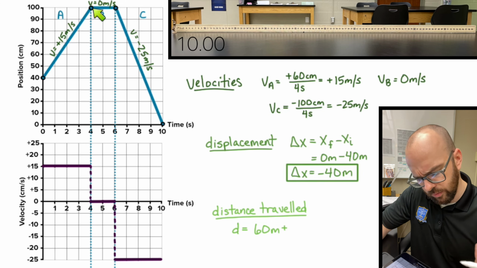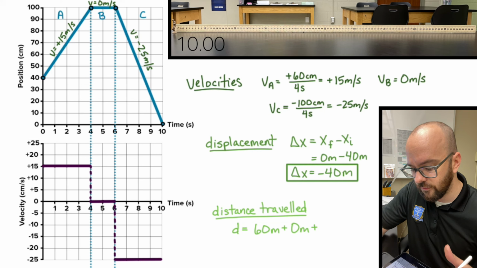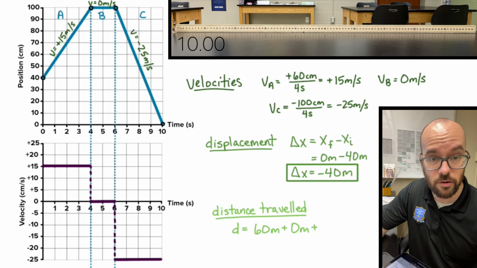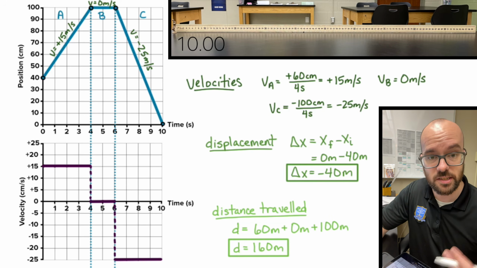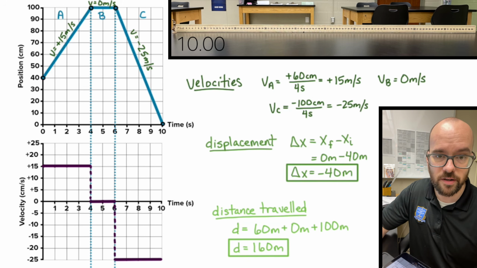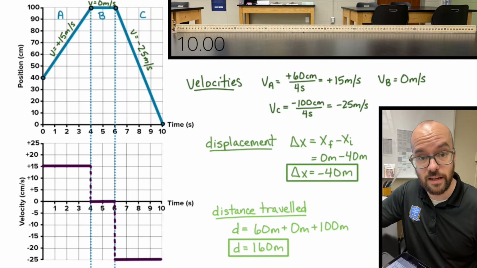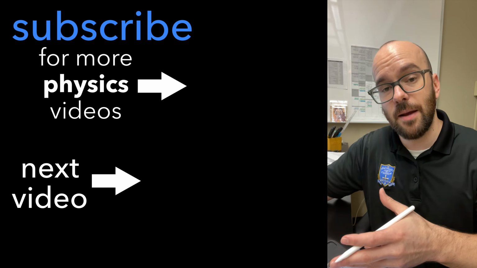In the second part, it was at 100 and then it ended at 100. So that's going to be a change of 0 centimeters. And finally, in the last part, it started at 100, it ended at 0, so that's going to be a change of 100 centimeters. I add those all up and I get the distance traveled of 160 centimeters. Now the fact that it moved in the negative direction at the end doesn't matter for my distance traveled because I just want to know what was the length of the path that it took, not actually where it ended up at the end.